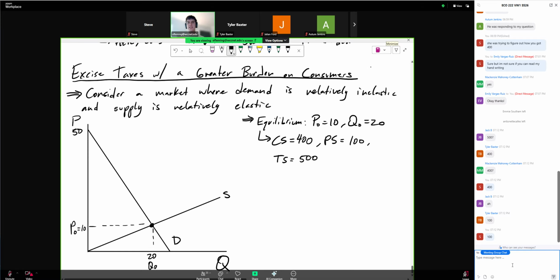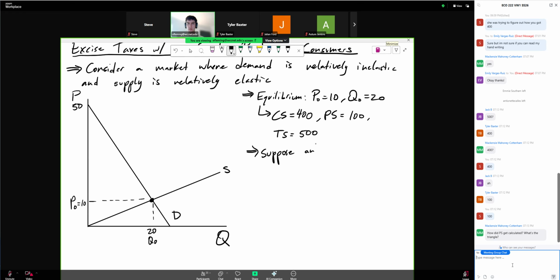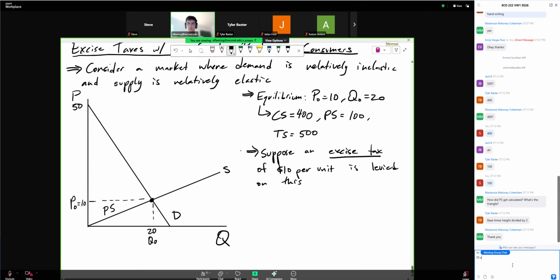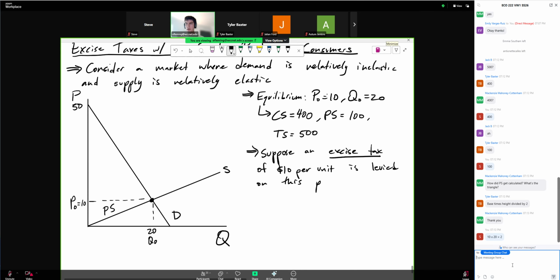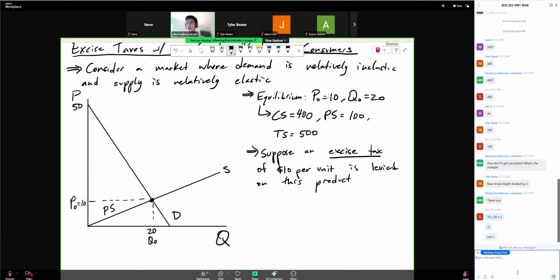Okay, now we're going to throw a tax at this market, same as we did last time. Suppose an excise tax of $10 per unit is levied on this product. How did PS get calculated? What's the triangle? This triangle right here. Yep. Okay. Suppose an excise tax of $10 per unit is levied on this product.